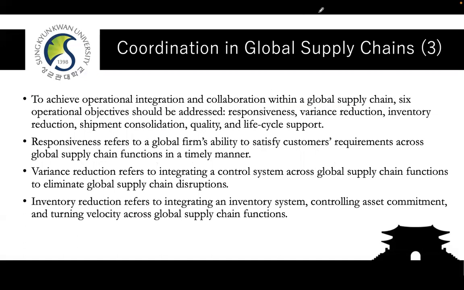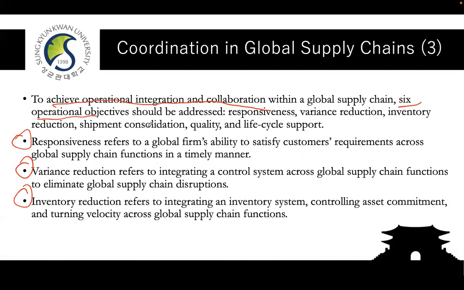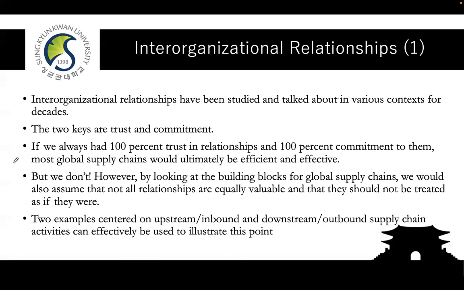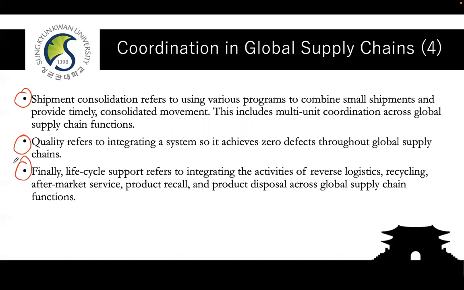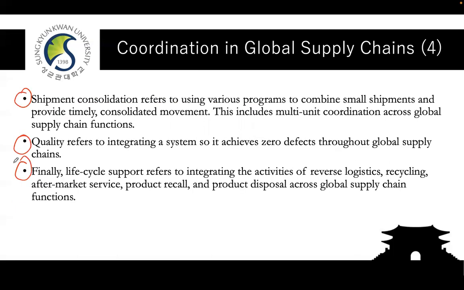Okay, I think there are some peripheral issues here. The six operational objectives to achieve operational integration and collaboration are responsiveness, variance reduction, and inventory reduction. I think they are quite self-explanatory. Then the others are shipment consolidation, quality, and life cycle support. So the six factors are responsiveness, variance reduction, inventory reduction, shipment consolidation, quality, and life cycle support.